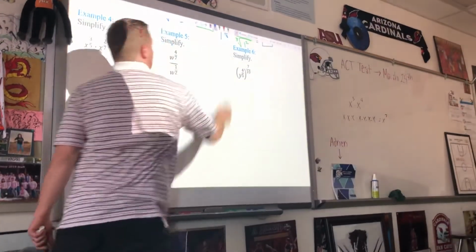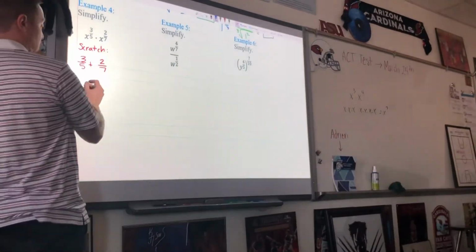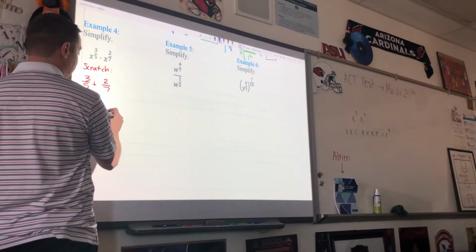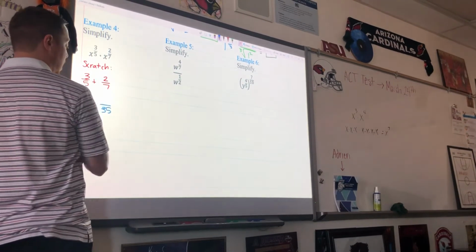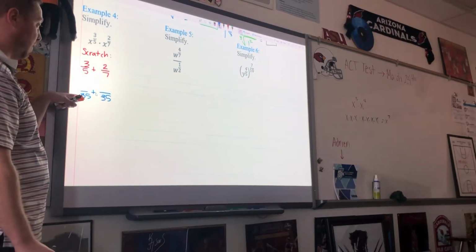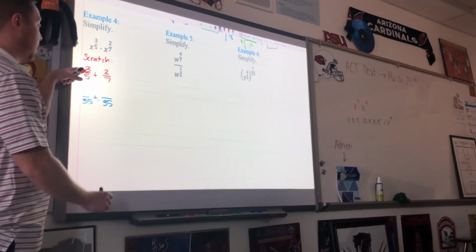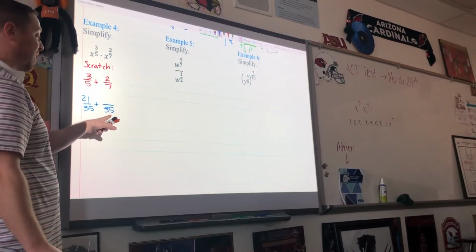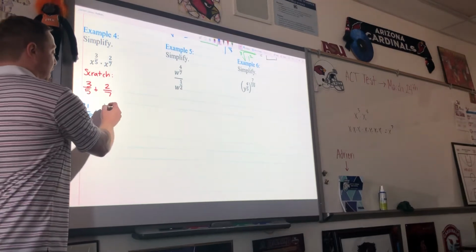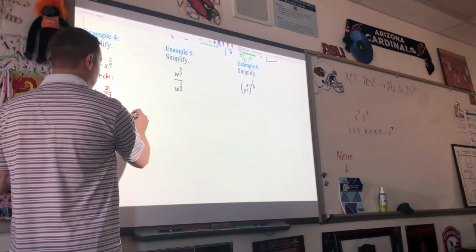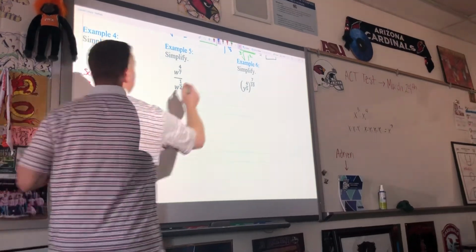Okay, I need the denominators to be the same in order to add. I think I have to make them both 35. Okay, in order to get this 35 in the denominator, I did 5 times 7. So I've got to multiply by the same thing on top. So times by 7 on the top, and I get 21. Here I multiplied by 5 to get that denominator. So when I multiply by 5 on top, I get 10. Okay, add straight across, I get 31 over 35.